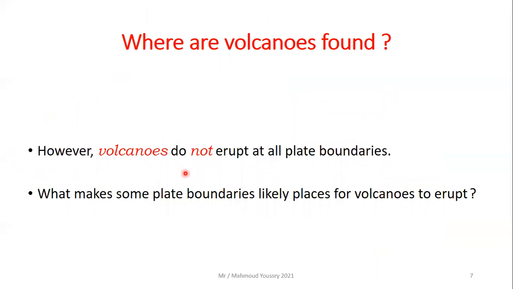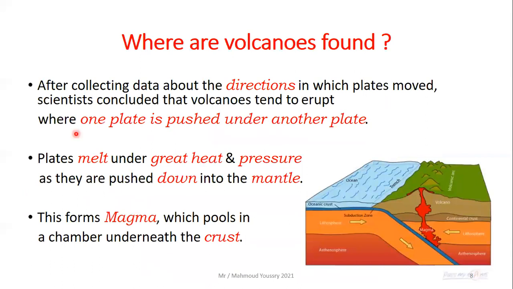However, volcanoes do not erupt all the time at all plate boundaries. What makes some plate boundaries likely places for volcanoes to erupt? Let's see. After collecting data about the directions in which the plates moved, scientists concluded that volcanoes tend to erupt where one plate is pushed under another one. As you can see here, we have two plates, and one of them is pushed under the other one.